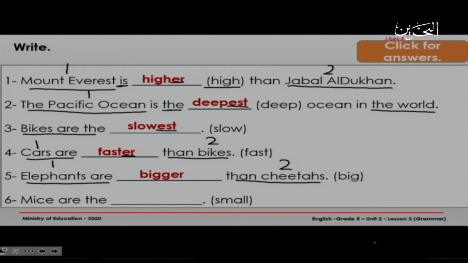Bigger, very good. We added ER for comparative, and remember also we have here one more G because I is a vowel. Let's look at number 6. Mice are the blank, what's your answer? The smallest. We added EST. Very good.